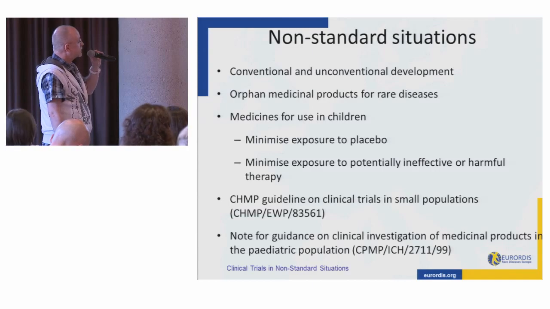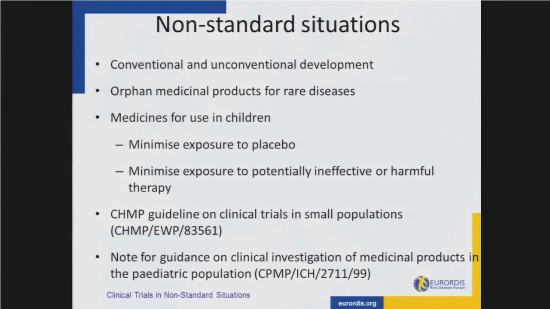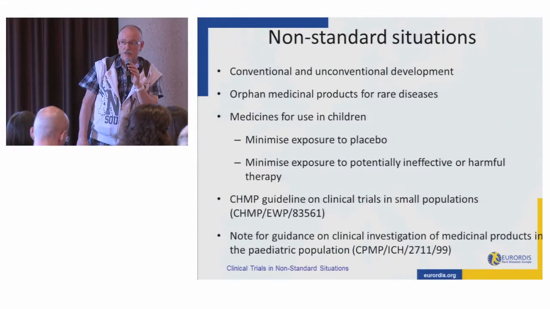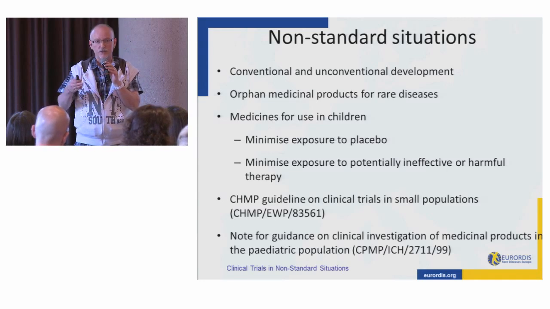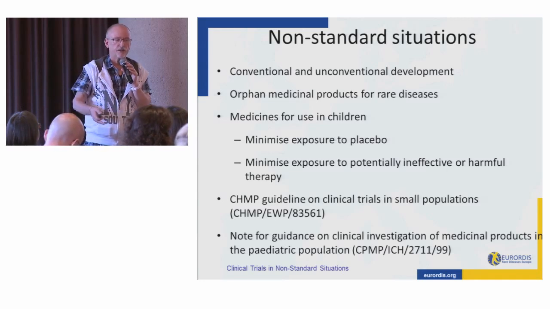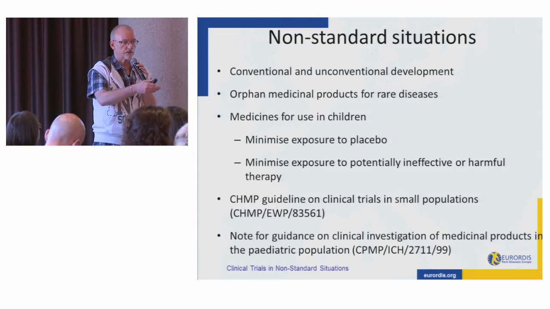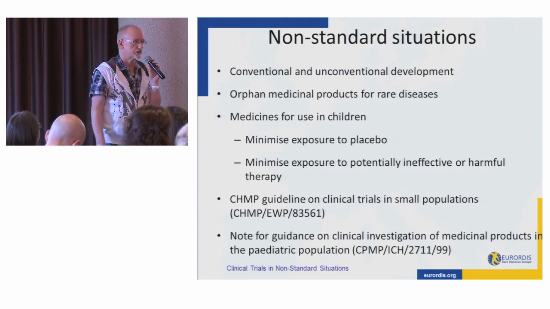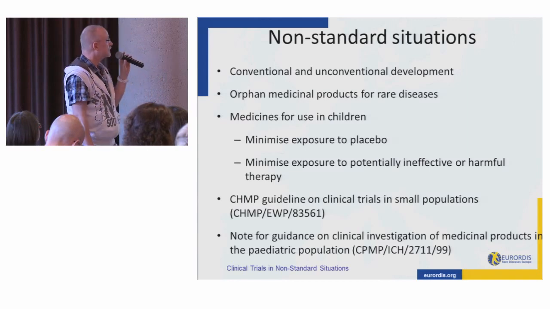There are non-standard situations. And when we talk about non-standard situations, again, thinking of the ladder of evidence, we want to do studies in non-standard situations corresponding to the highest level of evidence that is possible. Conventional development means that you do your phase 1, your phase 2, your phase 3, then you seek marketing authorization, you get the license, and then you do your post-authorization studies. So that's the conventional way forward.